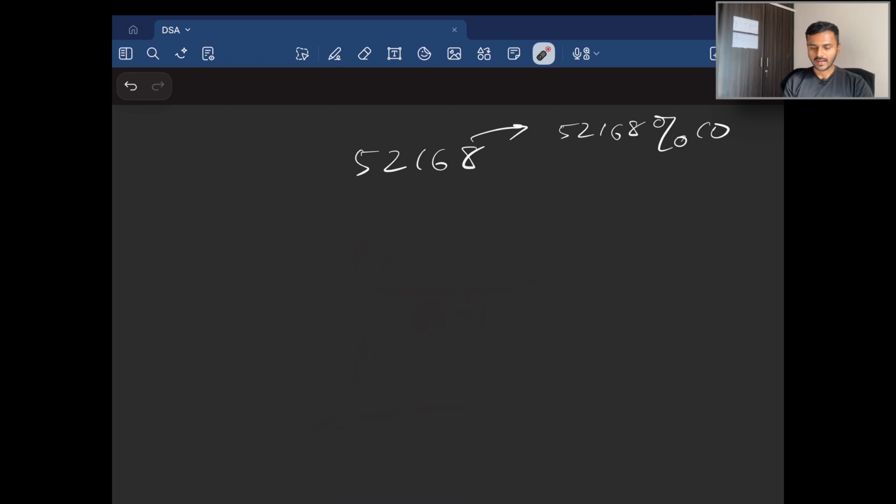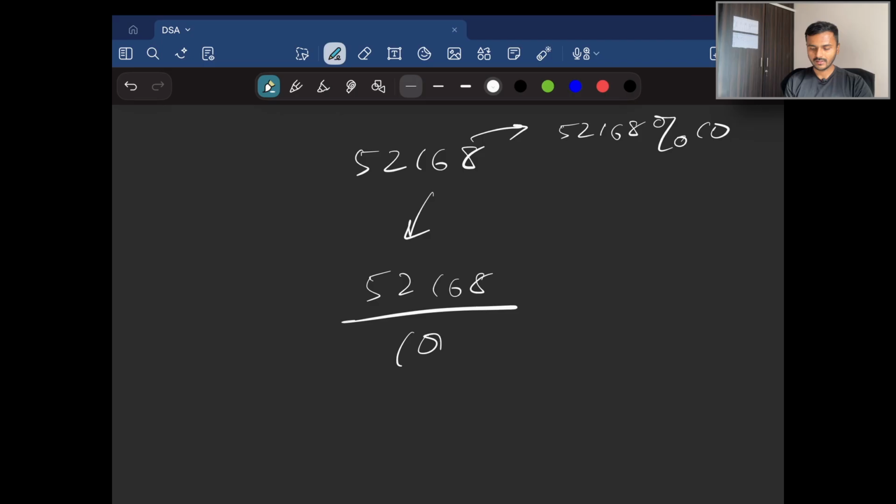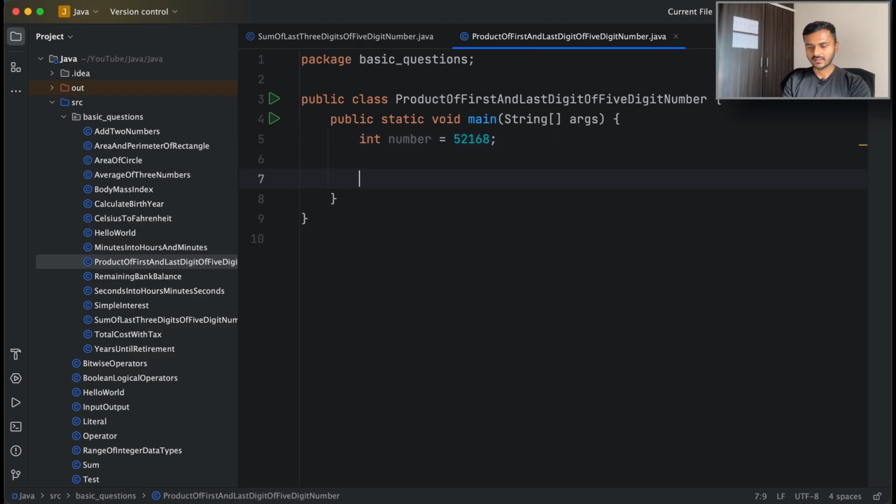Now, having known that, what we can do is divide 52168 by 10,000. This will give us 5 as a quotient. Now multiply this with this, and you have your answer. So let's write the code.